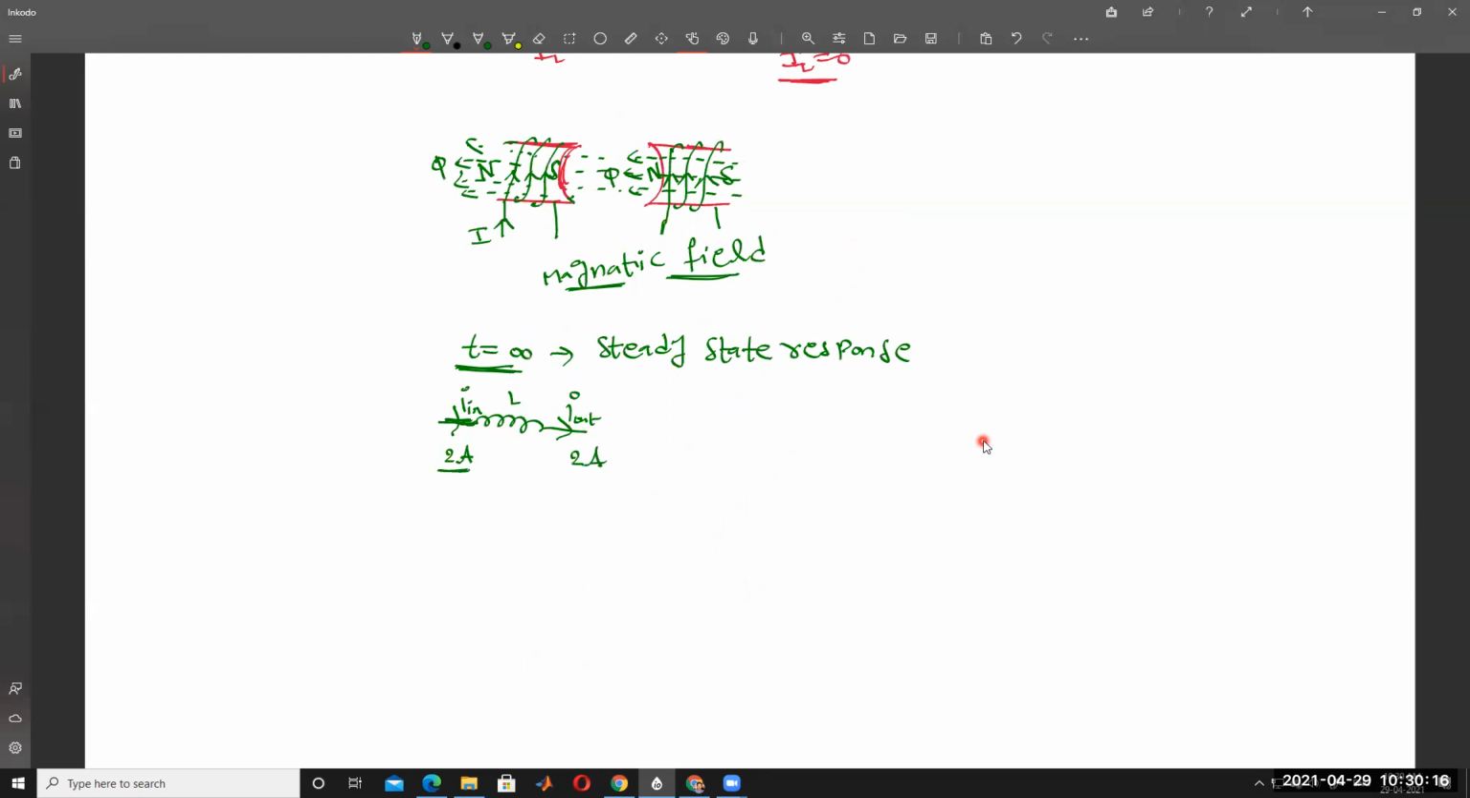Complete current passing through the inductor. So 3 amps is 3 amps. That means it's not opposing the current. That's why it is acting as a short circuit. Under steady state condition, the inductor acts as a short circuit. Understood? This is the main concept.